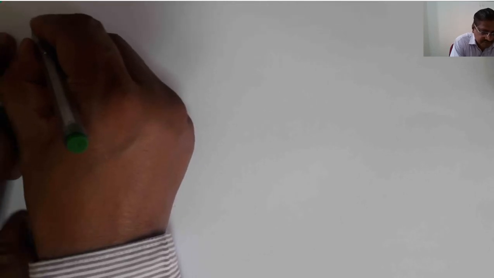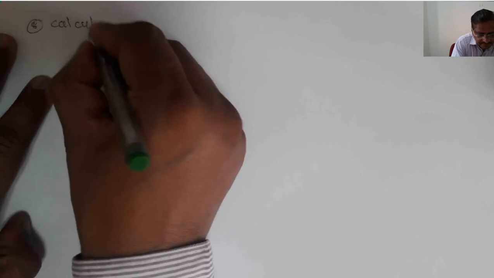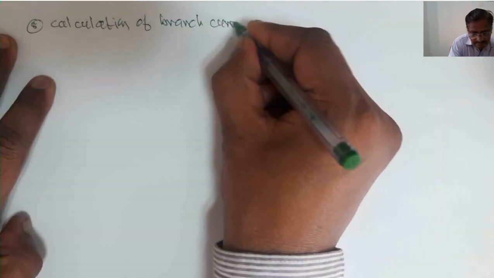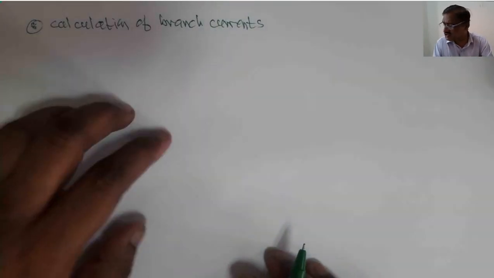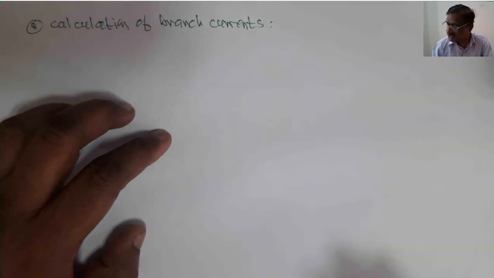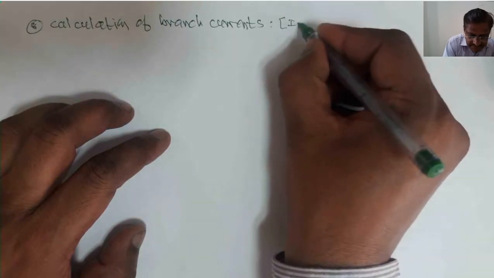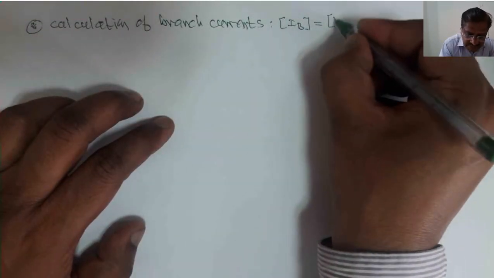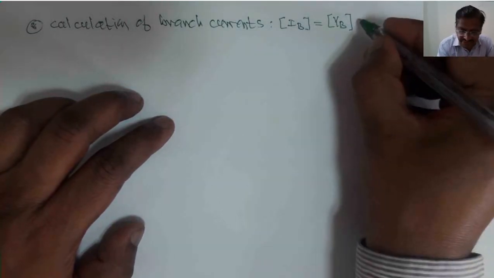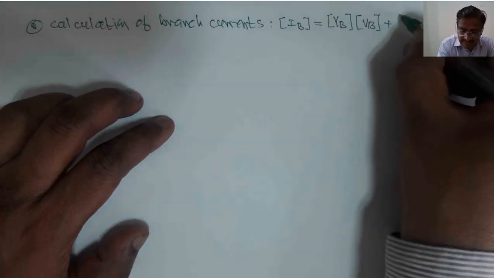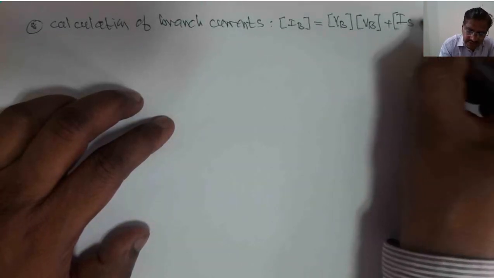branch. Now, if I am starting with point number 8, here is the calculation of branch currents. And how is the formula for the calculation of the branch current? The calculation of the branch currents can be done by using this relation. IB, the branch current matrix, is equal to YB into VB, the branch voltages, plus IS, the current source matrix.